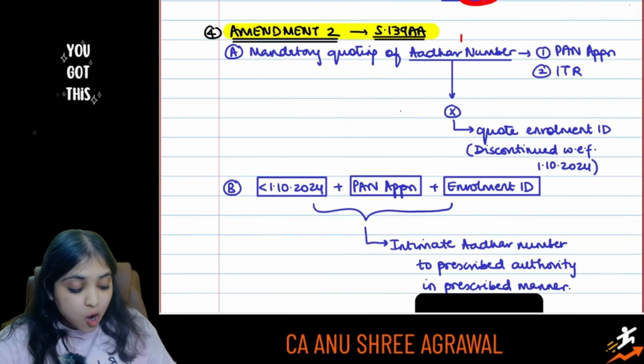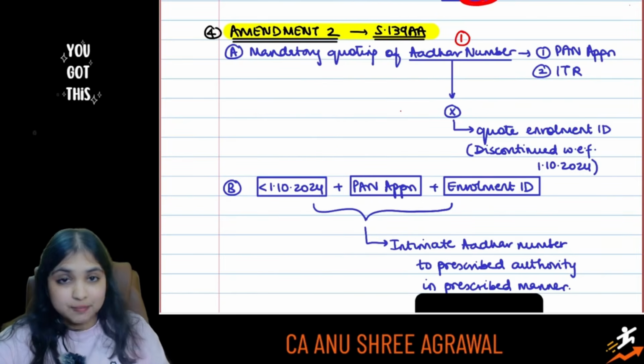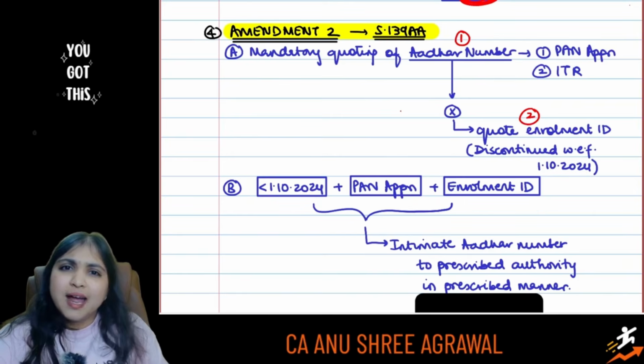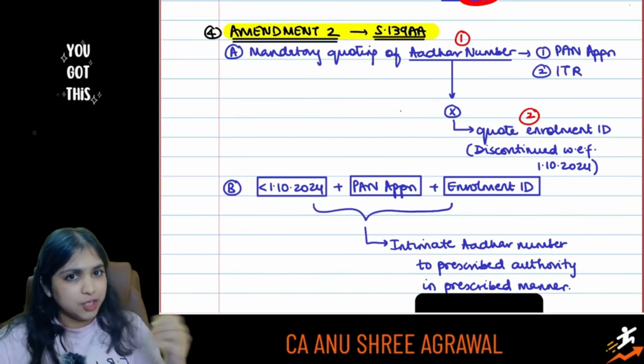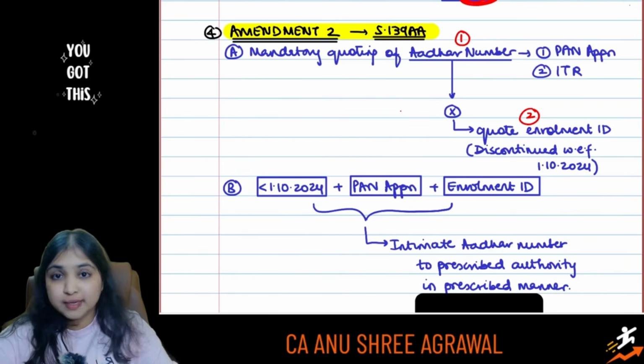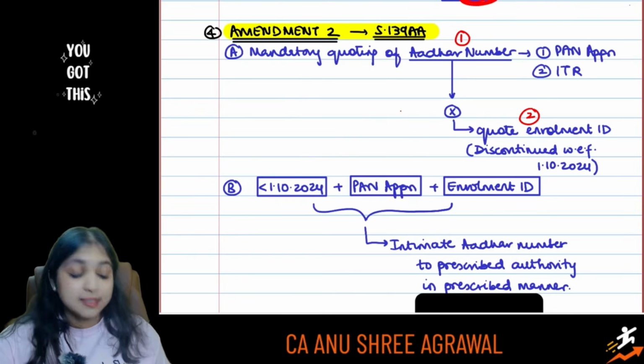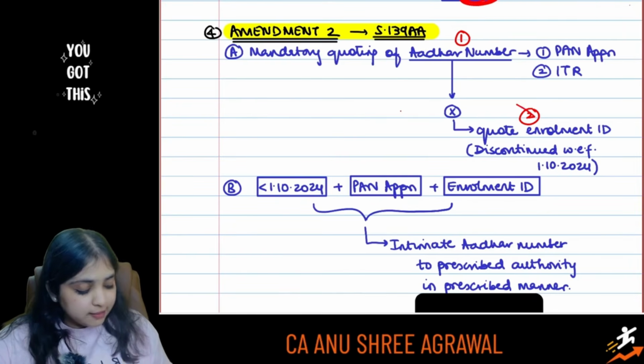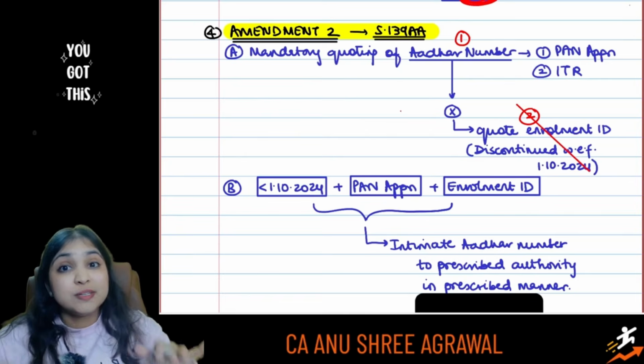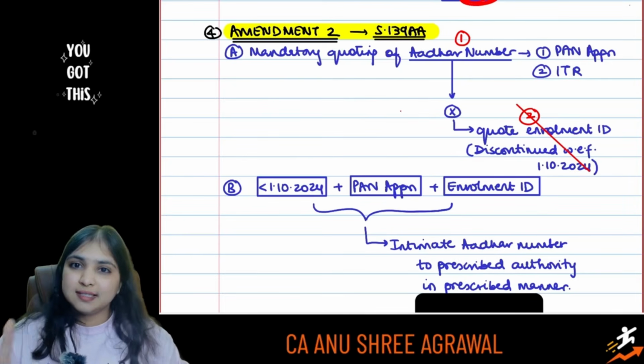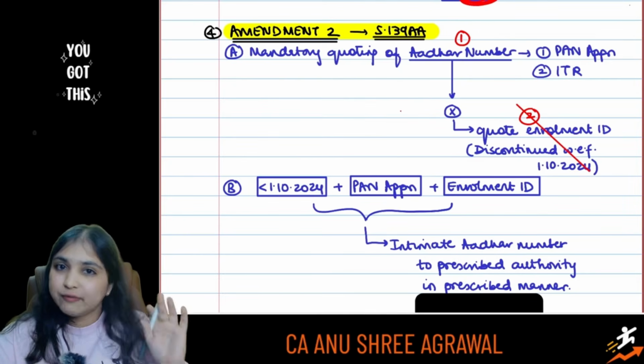2 options, guys. Option number 1, they can quote their Aadhaar number, or option number 2, if they don't have an Aadhaar number, go apply for Aadhaar. You will get an enrollment ID. Quote the enrollment ID. Okay. But what happened is, on 1st October 2024, the second option was removed. So which means today if you see how many options the assessees have, only 1 option, and that is they have to quote their Aadhaar number.